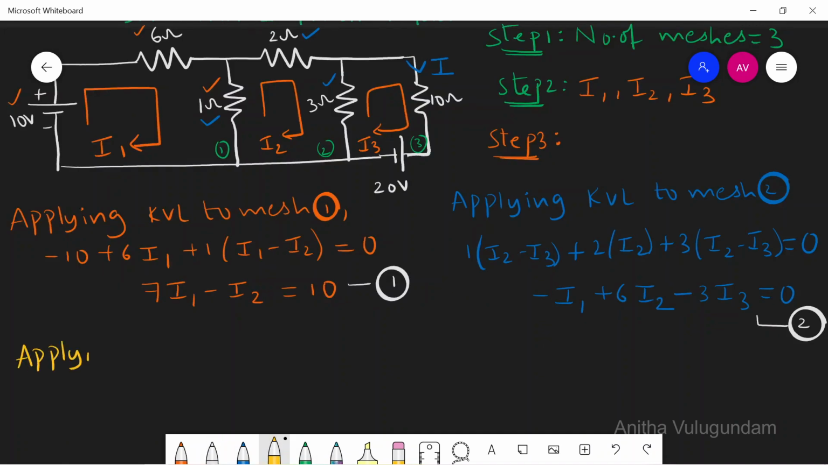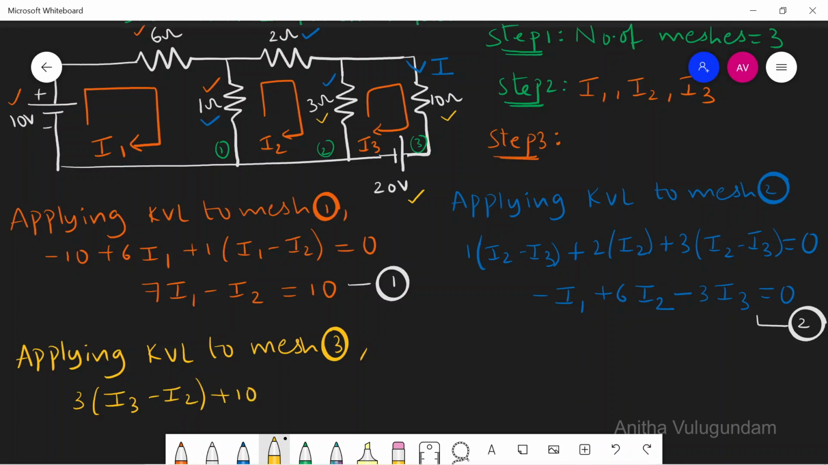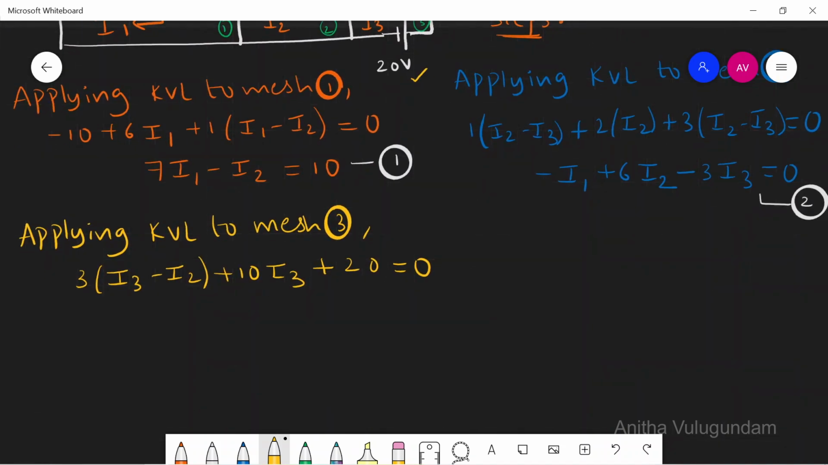Applying KVL to mesh 3. I'll start with writing voltage drop across 3 ohm, then 10 ohm, then 20 volts. 3 into I3 minus I2 plus 10 I3 plus 20 equal to 0. This equation can be rewritten as minus 3I2 plus 13I3 equal to minus 20.